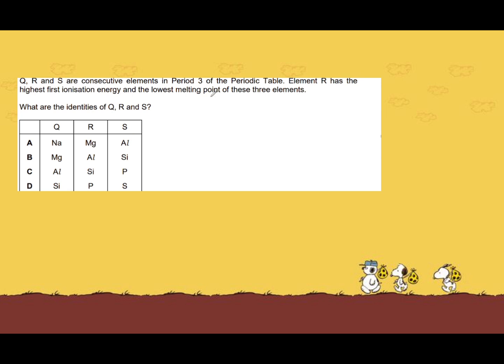Q, R, and S are consecutive elements in period 3 of the periodic table. Element R has the highest first ionization energy and the lowest melting point of these three elements. What are the identities of Q, R, and S? So the correct answer is D, because phosphorus has the highest first ionization energy and the lowest melting point among the three consecutive period 3 elements Si, P, and S.